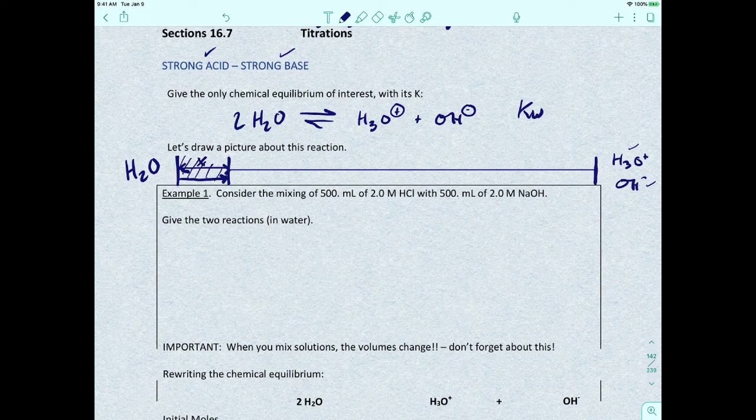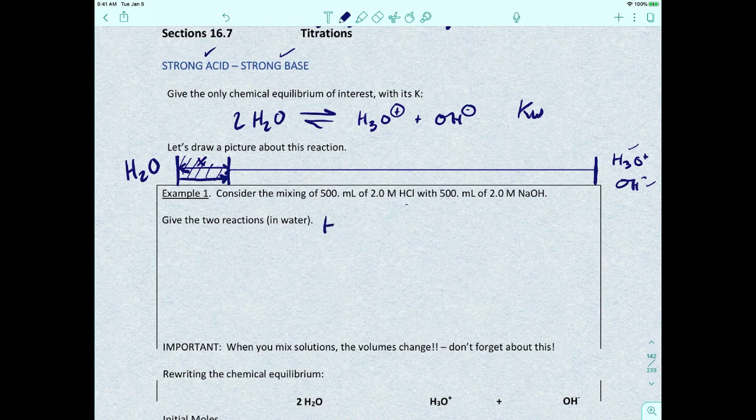So in order to do this kind of a problem where we're starting from the right and moving all the way to the left, we're going to have to use a modified version of the ICE table. I'll show you what this means. Okay, so consider mixing 500 milliliters of 2.0 molar HCl with 500 milliliters of 2.0 molar sodium hydroxide. Give the two reactions in water.